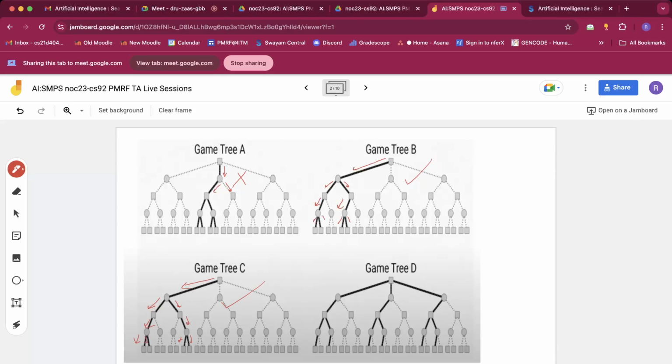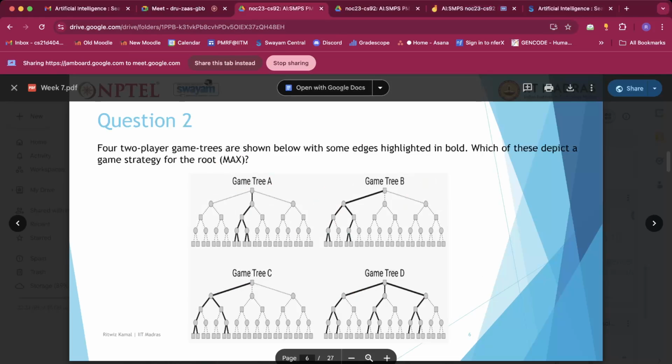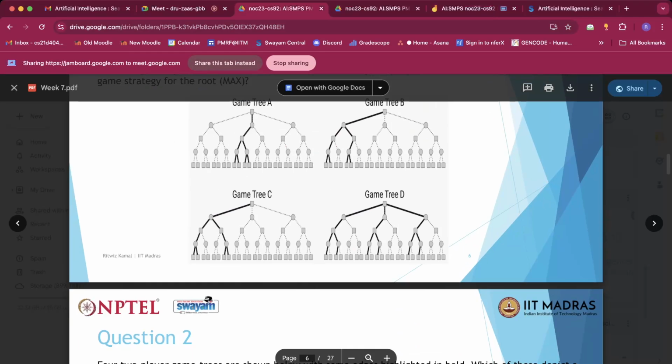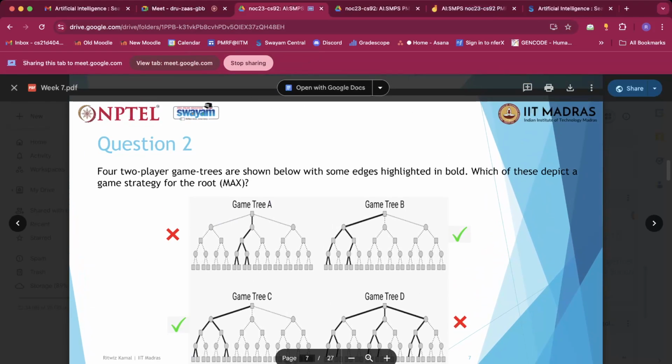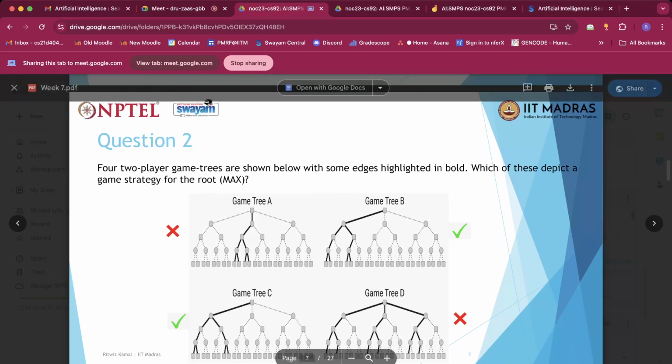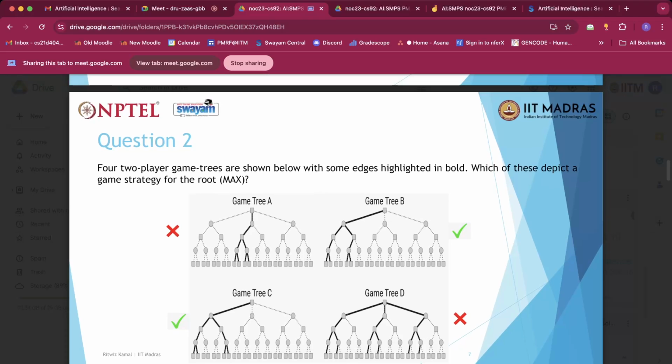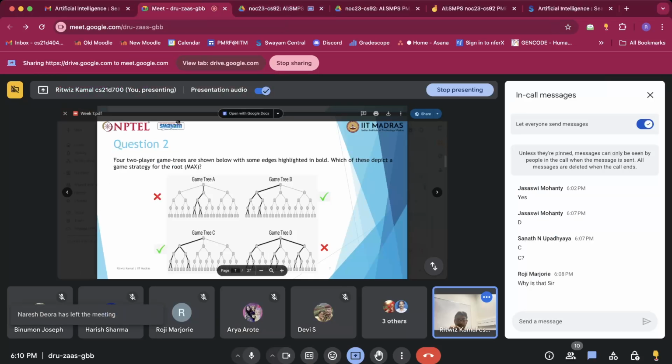So game tree C is correct, and again game tree D is also incorrect because here we are selecting all children of the max node where we should have selected only one of the children of the max node. Okay, so let's go back and verify, and our assumption was correct. Game trees B and C are the possible game strategies for the root node, which is the max node.